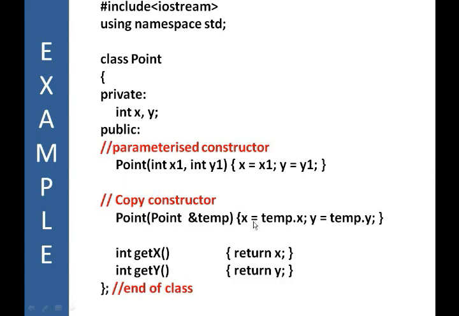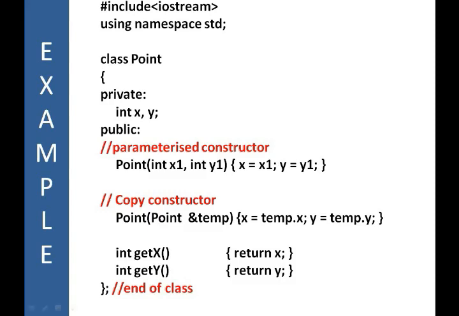Here listen to the statement x equal to temp.x. Since it is a reference variable, its x value can be retrieved by using the dot operator, temp.x. This temp.x is assigned to x. temp.y is assigned to y. So an object is coming as the parameter. That object's member variable values are assigned to another object of this function call. Whenever we are creating an object, that object's member variable gets values from another object.